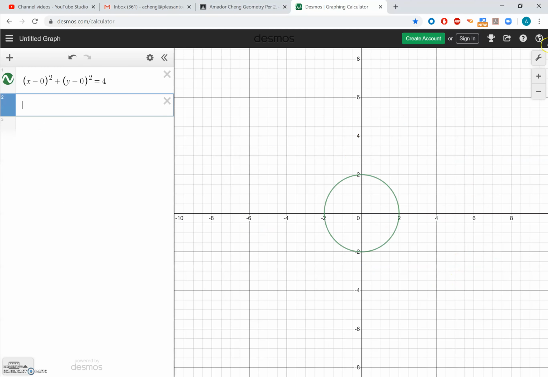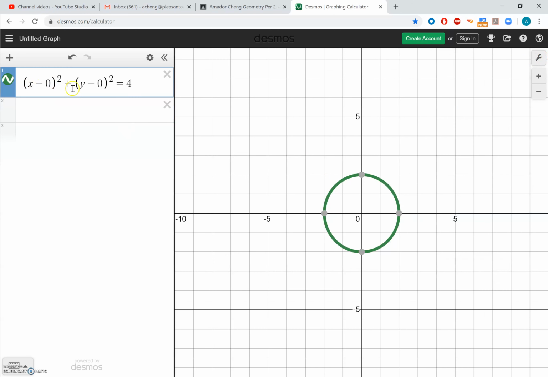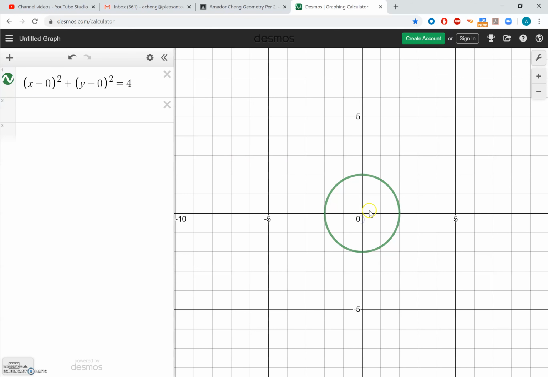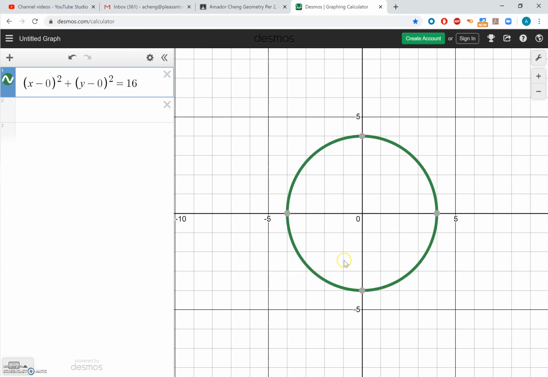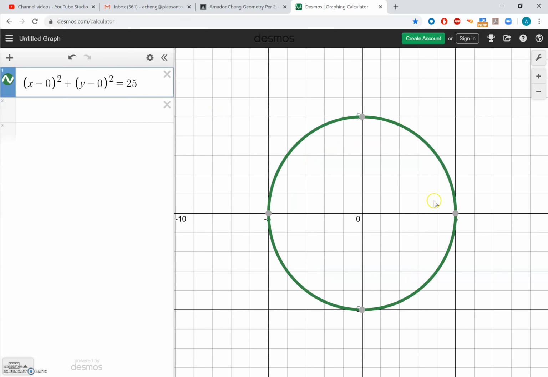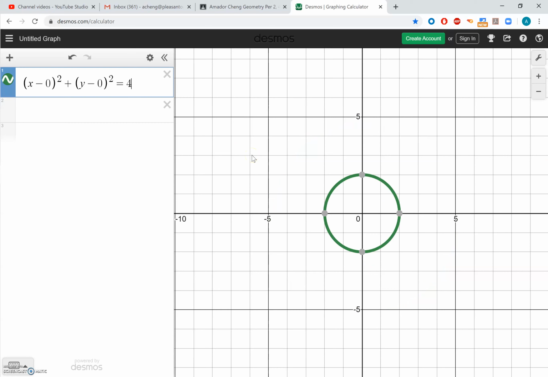So on Desmos here, I have graphed x minus 0 and y minus 0 and then 4. Well, since we have 4 here, and this is r squared equals 4, therefore our radius is 2. If I was to instead make this 9, then our radius would be 3. If I was to make this 16, our radius would be 4. If I was to make this 25, our radius would be 5. So that's how we're going to change the size of our circle.